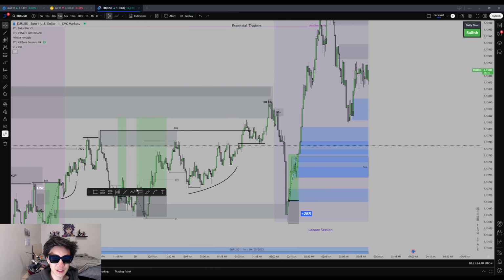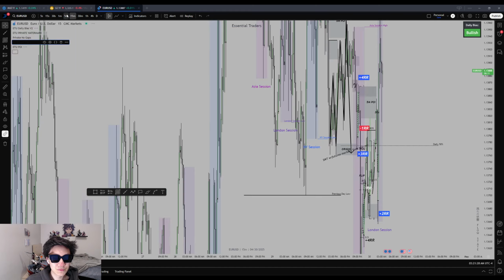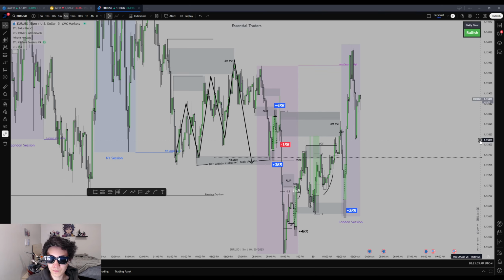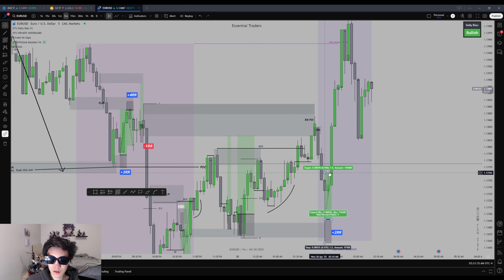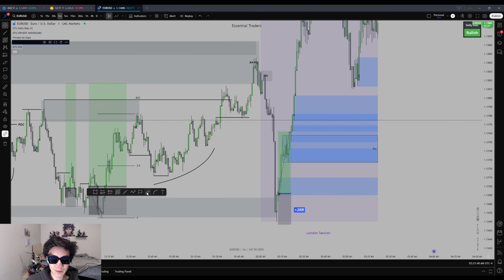Could I have anticipated that we could continue the bullish trend instead? It's a good question. Potentially, but knowing that I took an impulse model, I was already at break even here.